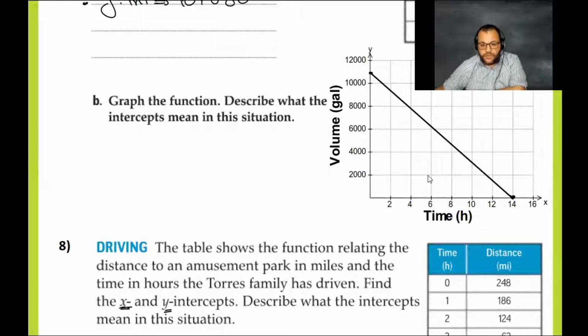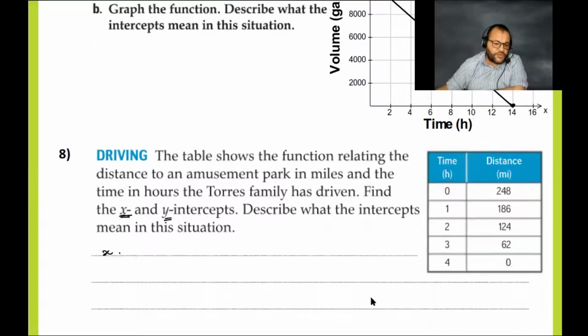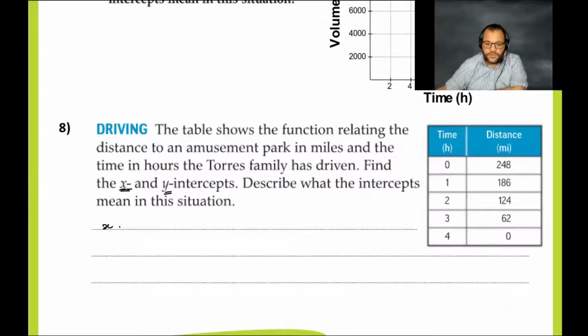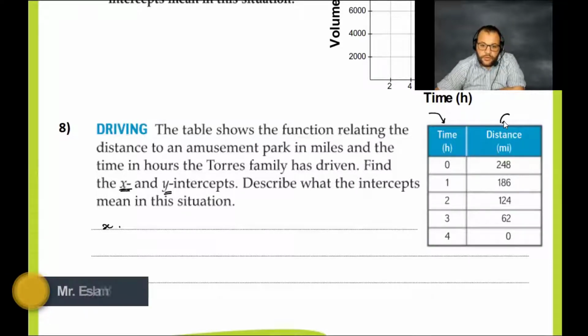Farhan, what's your question? I was going to answer your question, since you were asking about the x-intercept and the y-intercept. Okay, solve with me this one. First, the definition of x-intercept is that the line intersects the x-axis and the value of y is always 0. So here, where is x and where is y? There is no x, there is no y. So the x value here will be time.